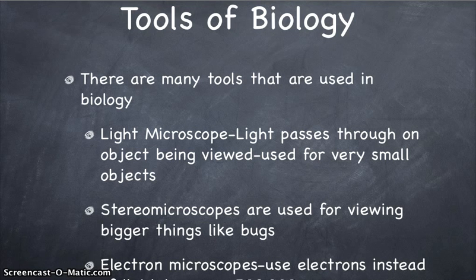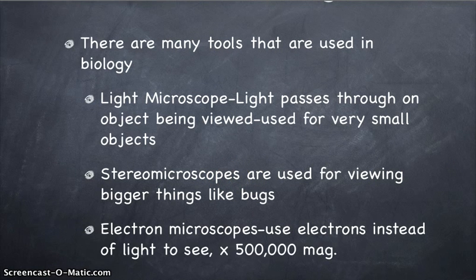The next type of microscope used is the stereo microscope. These are used for things like bugs, animals, leaves, and other things. The final type of microscope, which we will not be able to use in the classroom, is an electron microscope or a scanning electron microscope.